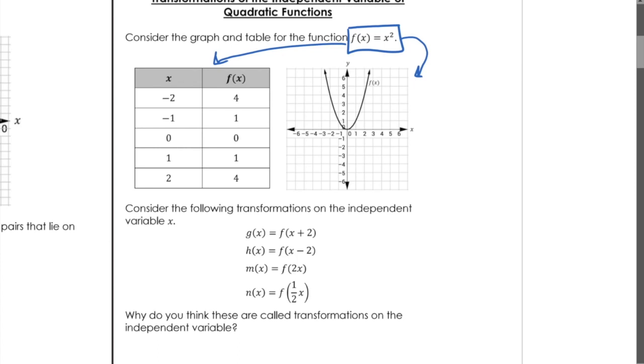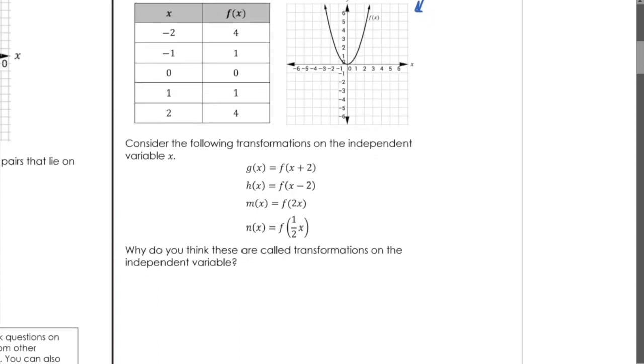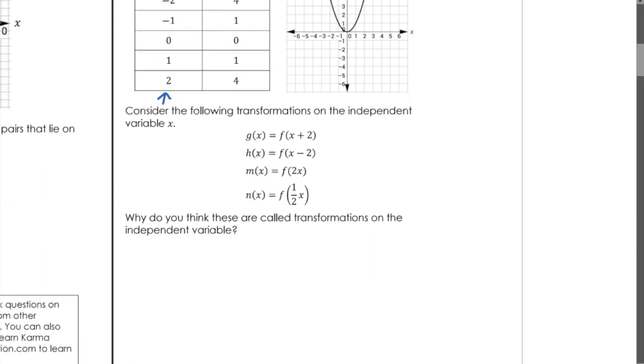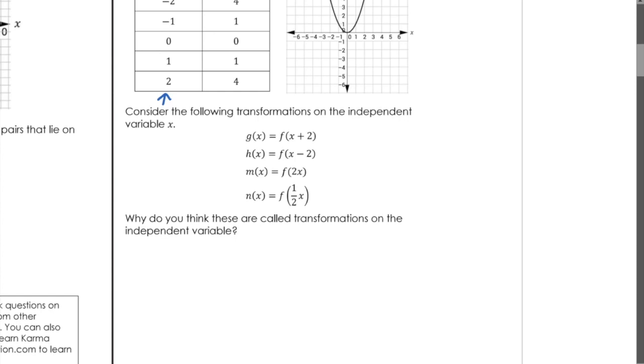Okay, so it's asking, consider the following transformations on the independent variable x. What would happen if we added 2 to it? But remember, we're talking about the independent variable. So if we take these numbers right now and add 2, which answer would we get? What if we subtract 2, what if we multiply by 2, and what if we divide by 2? And why do we think these are called transformations of the independent variable?